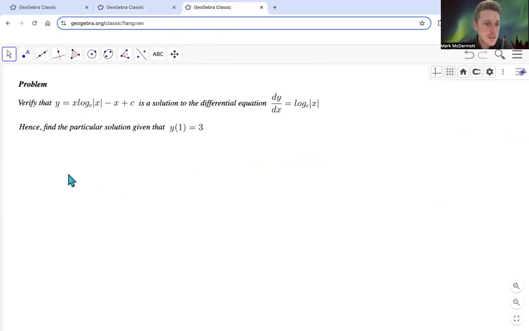All right, try this problem out and let me know how you go. So verify that y equals x log base e of mod x minus x plus c is a solution to the differential equation dy dx equals log e of mod x. Hence, find the particular solution given that y of 1 equals 3. Give that a go and feel free to let me know how you go. Good luck.